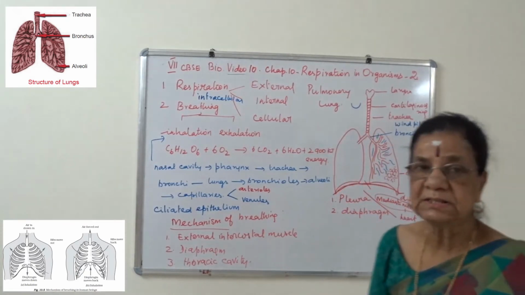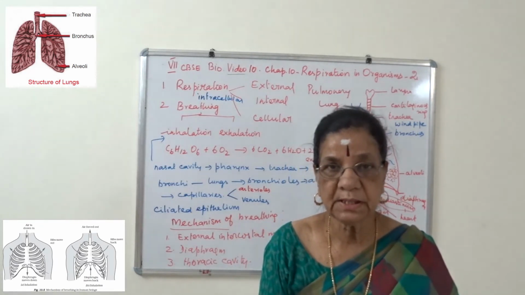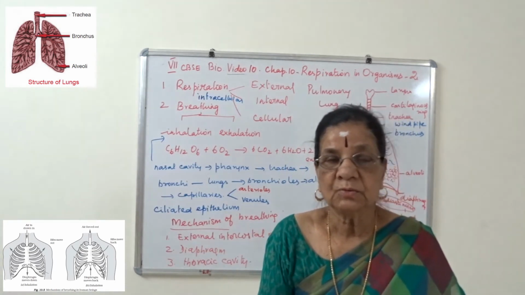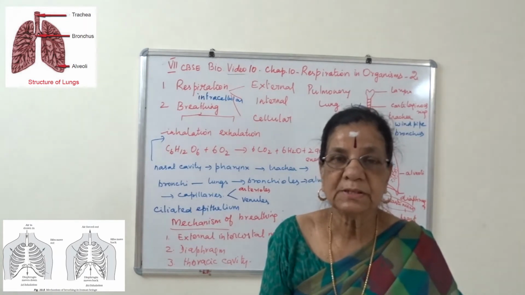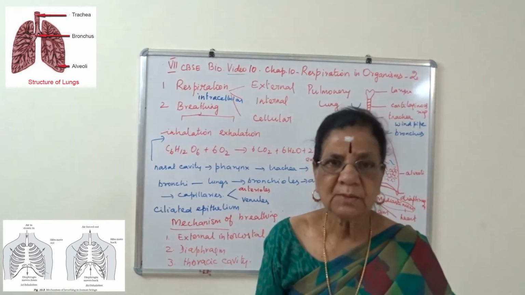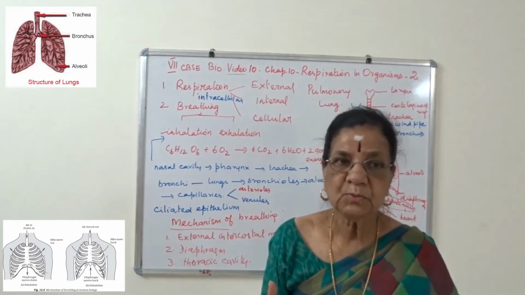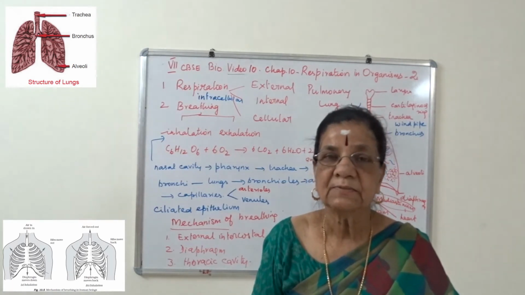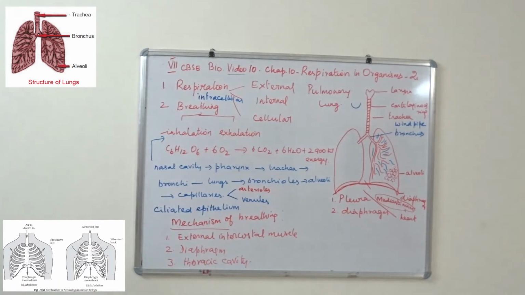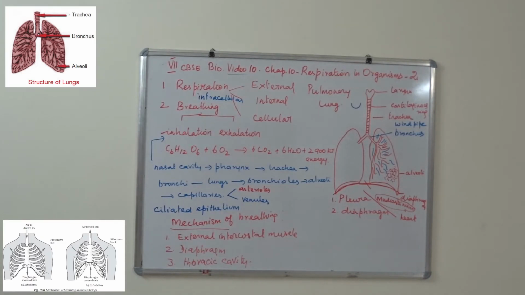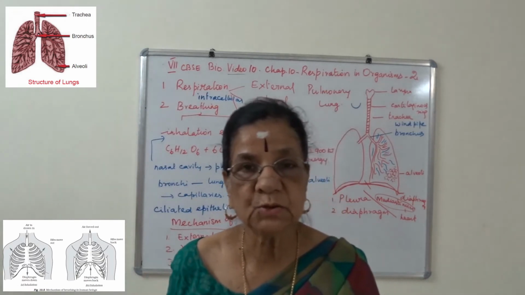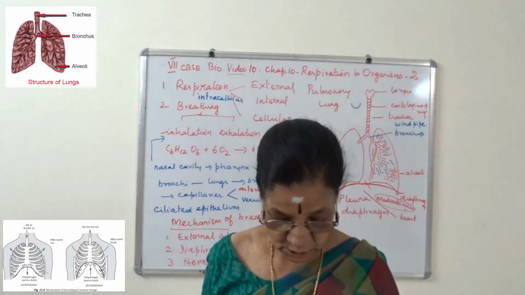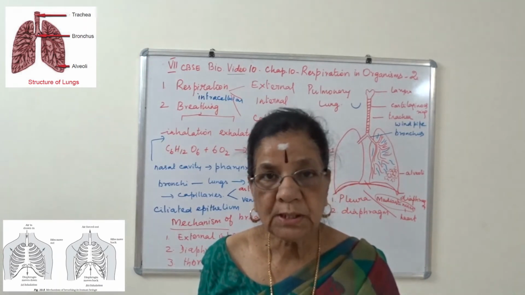When we take in oxygen, the diaphragm moves down. The diaphragm will be flatter, it will move down. So during inhalation, the diaphragm contracts and moves down. I repeat, during inhalation, the diaphragm contracts and moves down. Now the muscles attached to the ribs, that is the external intercostal muscle, also contract and pull the ribs outward.